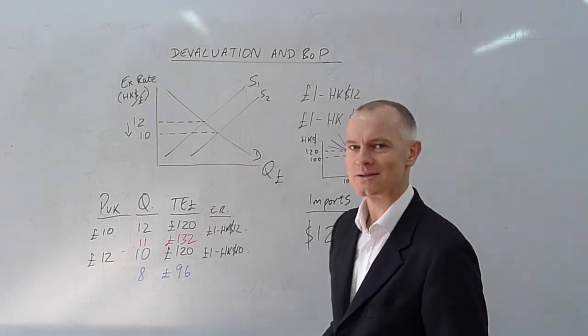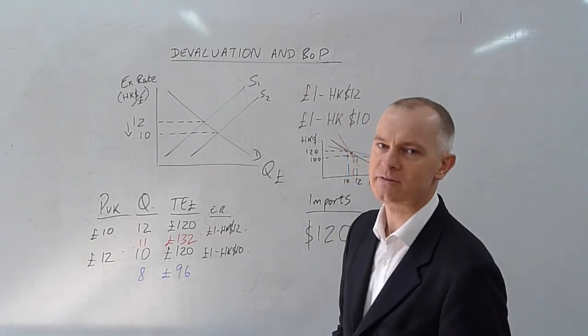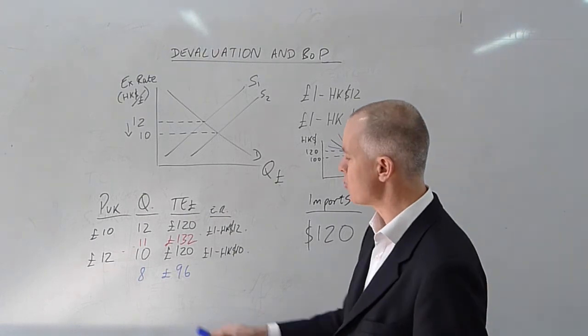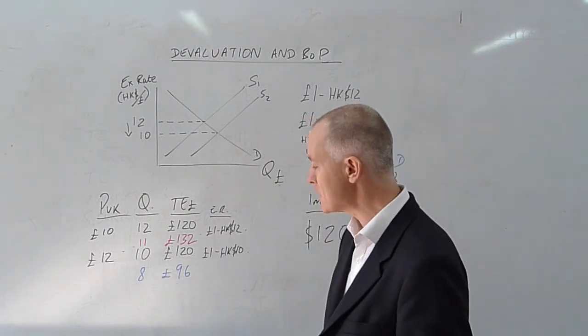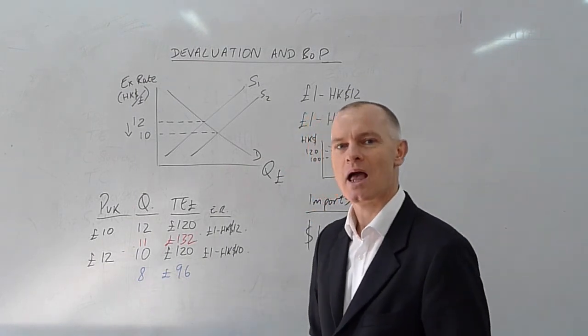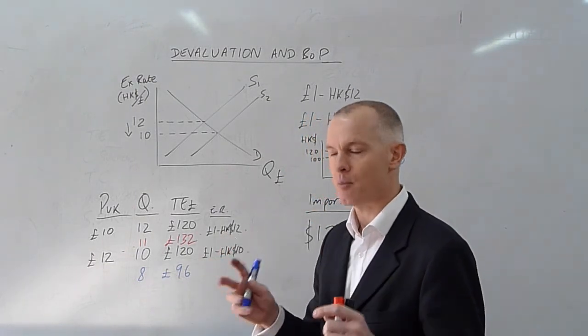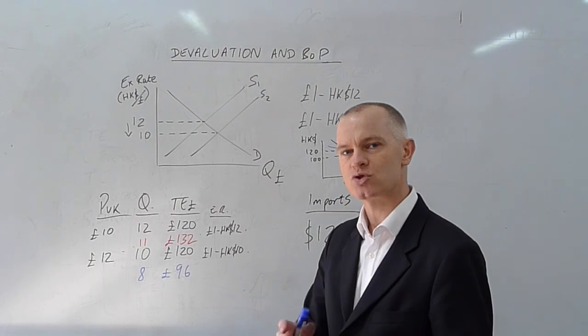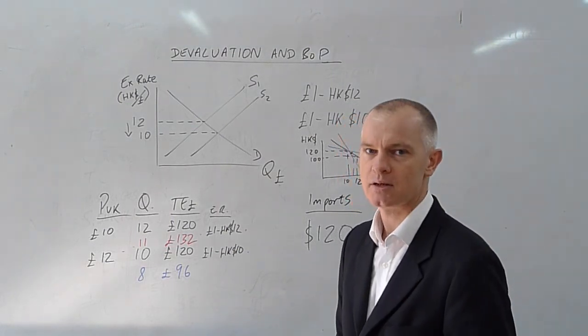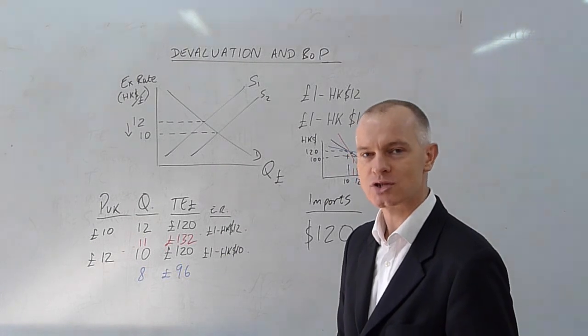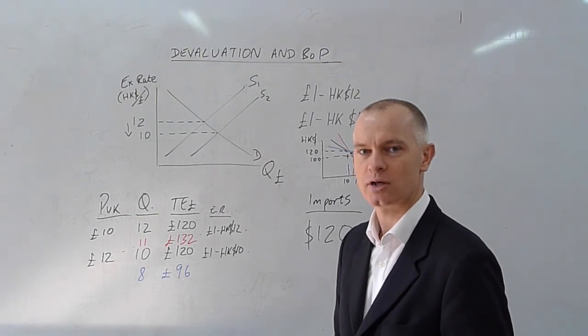The overall effect on the balance of payments, therefore, of a devaluation depends upon the price elasticity of demand of both exports and imports. Critically, it requires price elasticity of exports and imports to be greater than 1 in order for the balance of payments to benefit from a lower exchange rate. This is known as the Marshall-Lerner condition.